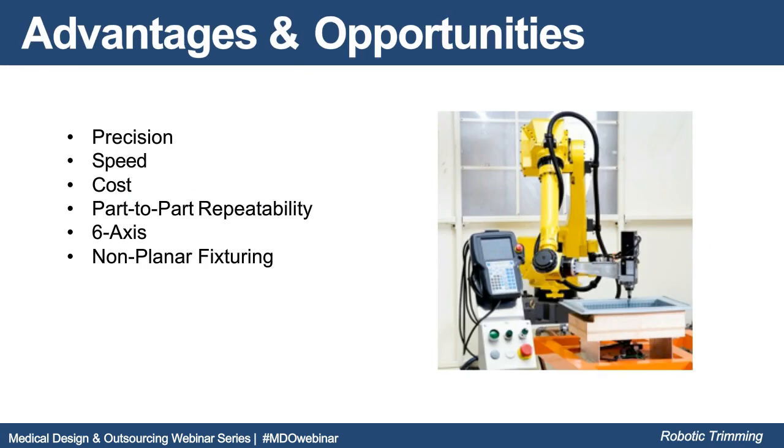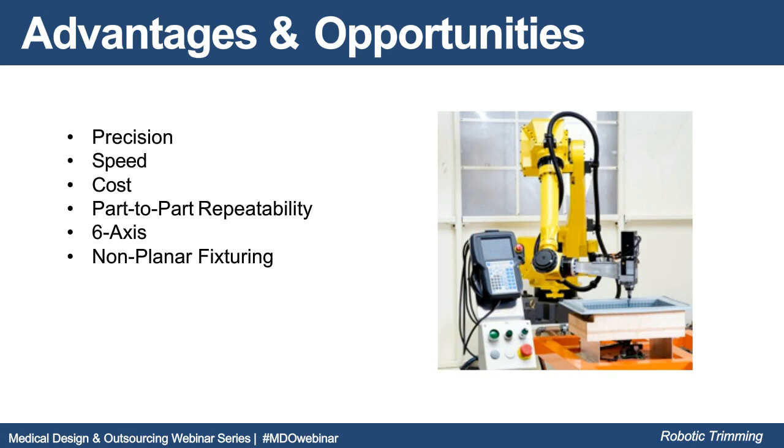Advantages and opportunities with robotic trimming. Obviously, they're precise. As mentioned earlier on the tolerance page, plus or minus 5 thousandths. These robots are very accurate and they're extremely fast. They're cost effective. They are so accurate and so fast, they allow us to trim parts faster than most other thermoformers. The repeatability is exceptional. Part to part, run to run, the exact same part.